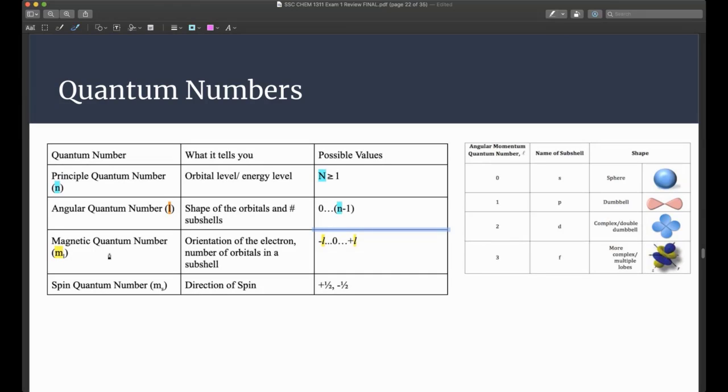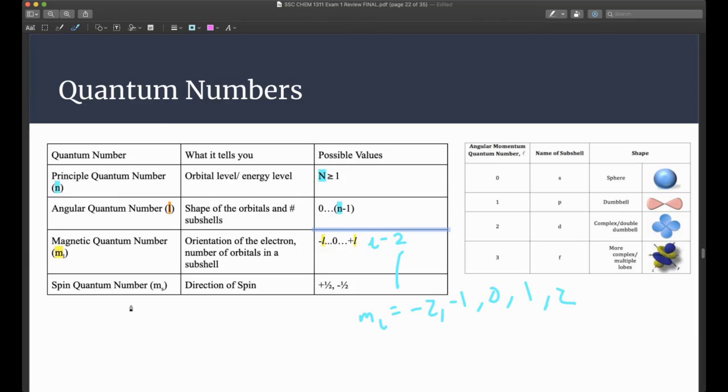And then moving on, the magnetic quantum number is denoted by mL, and that tells you the orientation of the orbital and the number of orbitals in a subshell. That number can have possible values from negative L through 0 to positive L. So for example, let's say that our L number was 2. In that case, our mL possible values would be negative 2, negative 1, 0, 1, 2.